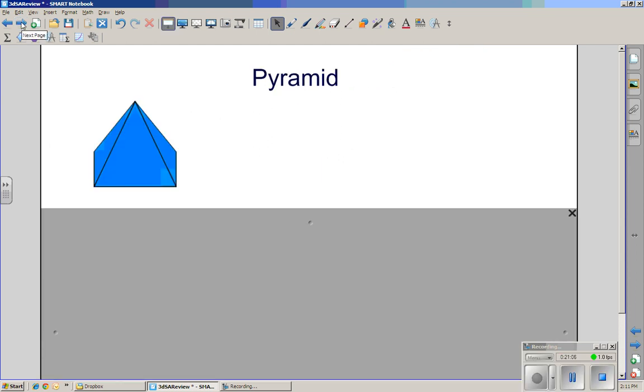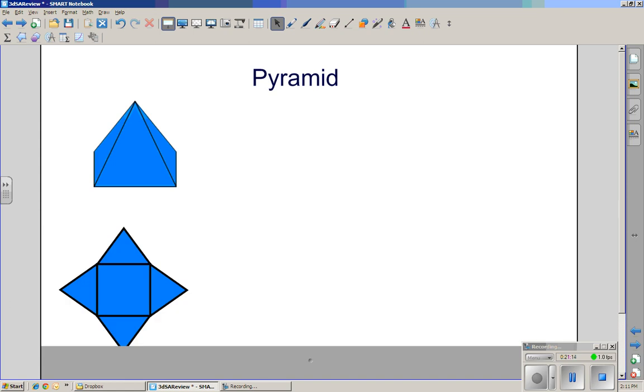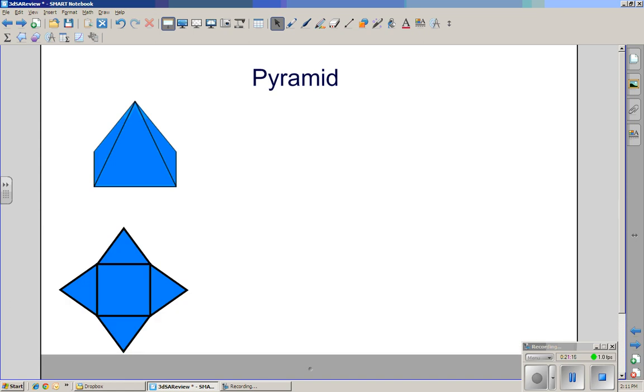My next shape is my pyramid. Again, you will need to know your equation for triangles because, as you remember, a pyramid, the ones that we are going to work with, have a square base and 4 triangles. You will see located below is the net of the pyramid.